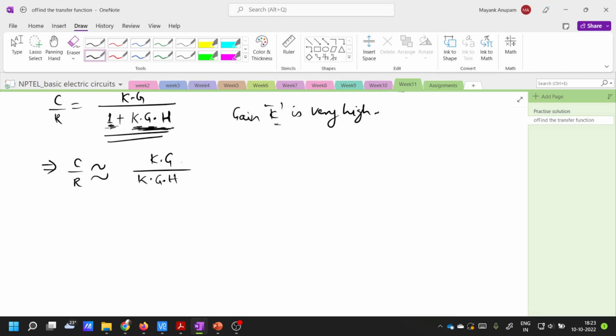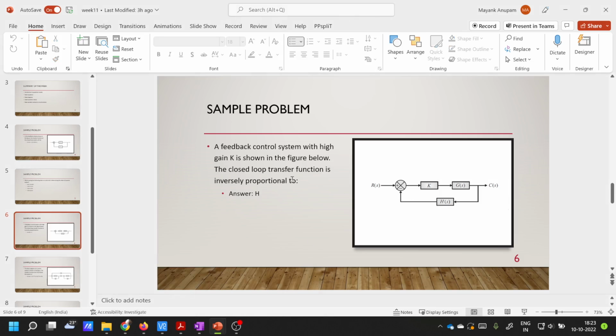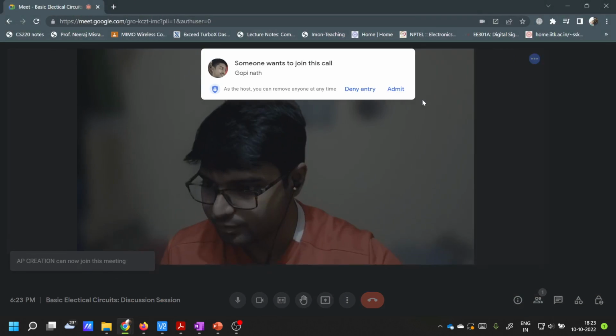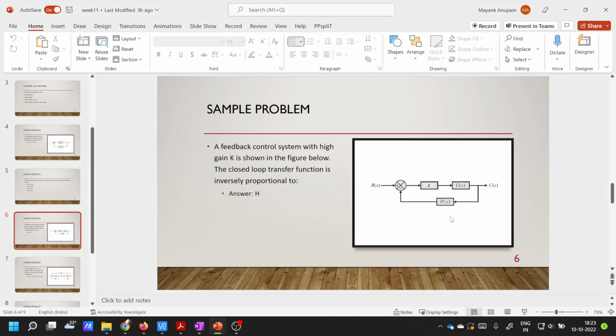I have simply ignored this one. So you see k and g are gone, so this becomes 1 over h. Okay, so you see the closed loop transfer function c by r is equal to 1 over h. So you can see c over r is inversely proportional to h. Okay, so that is what the question was. You have to find out what the closed loop transfer function is inversely proportional to. So this is the answer.